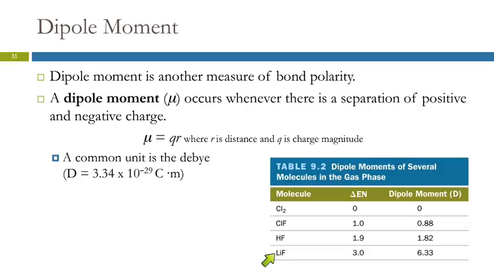And here's lithium fluoride. Lithium being a cation, a metal cation, and fluoride being an anion. So here, the difference in electronegativity is very great, and so the electron has been transferred to the fluorine, and the dipole moment is much higher.